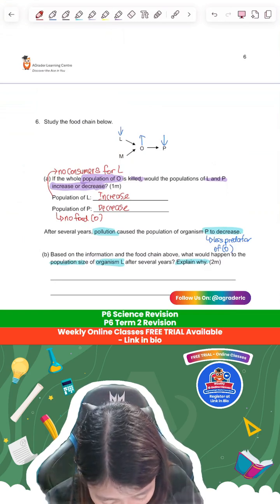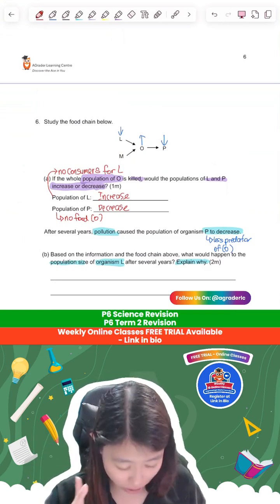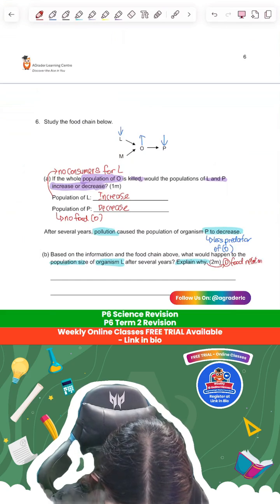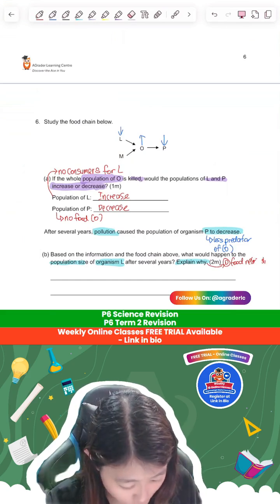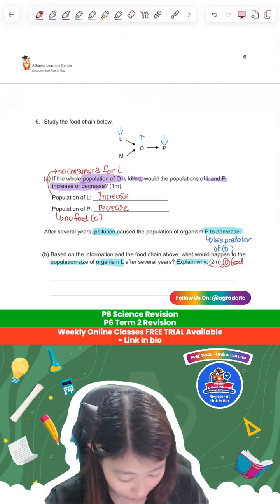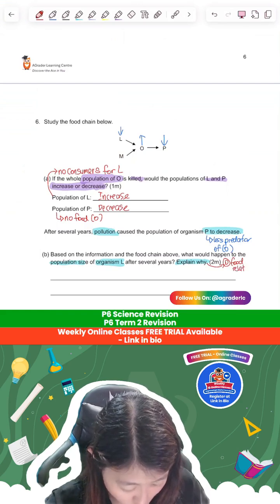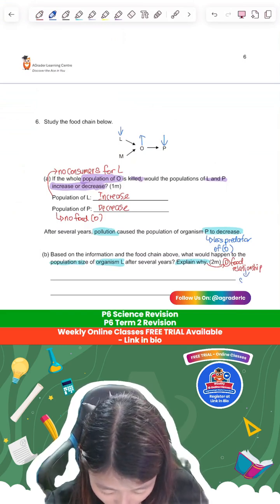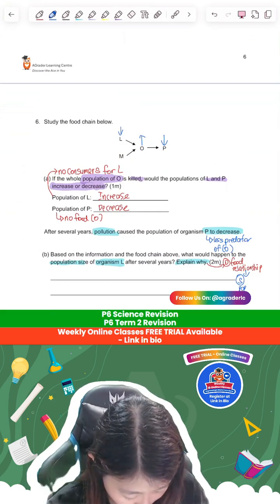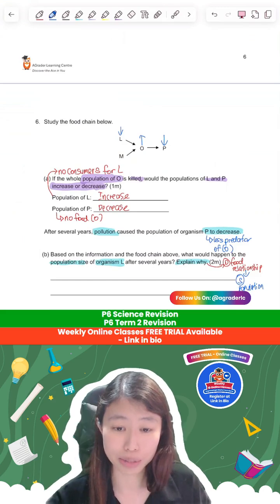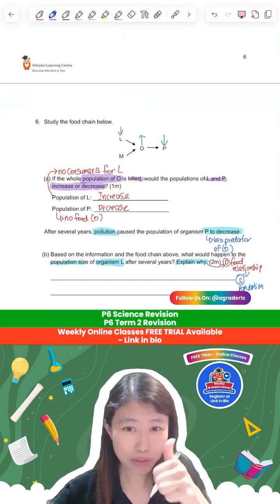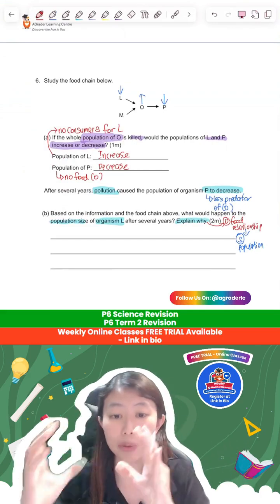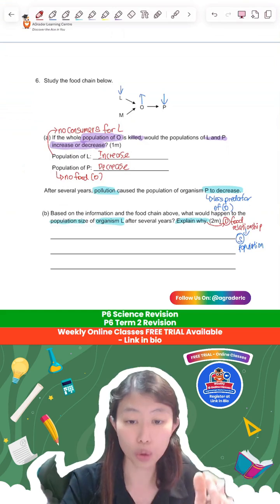When they ask you to explain why, for 2 marks, you must always describe the food relationship. Food relationship means you must mention words like prey, predator, or consumers. And then after that, you talk about your science concept, which is the population. What happens to the population of the organisms? Most of you got the idea there. But you must know how to explain step by step. Talk about how P affects O first, then how O affects L.